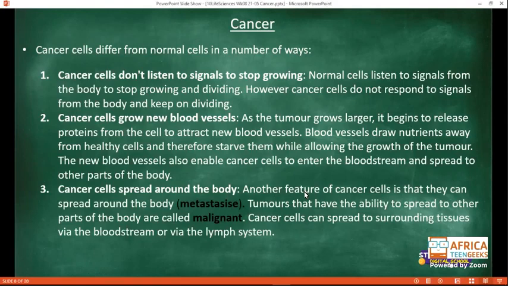The term given to these cells that are able to spread around the body is that we say they metastasize.